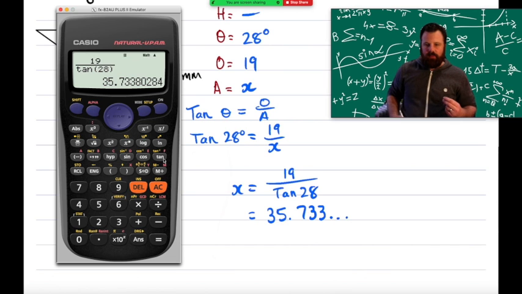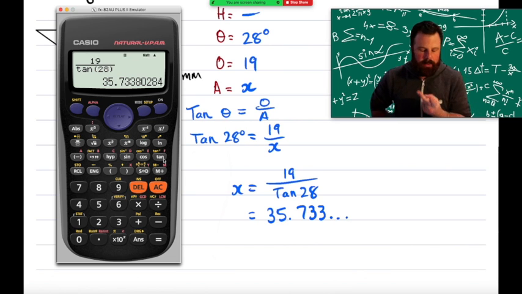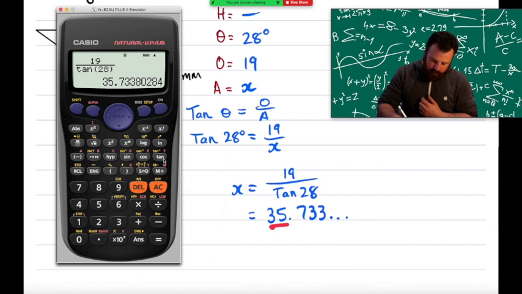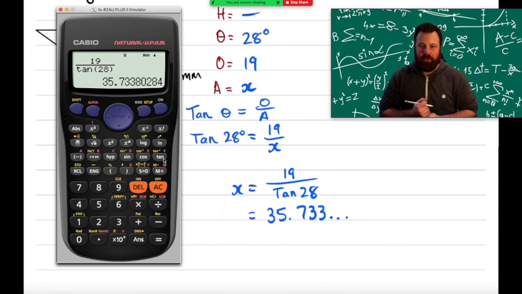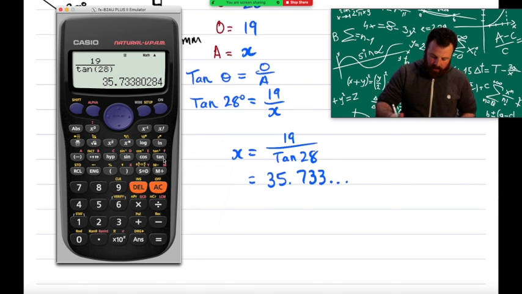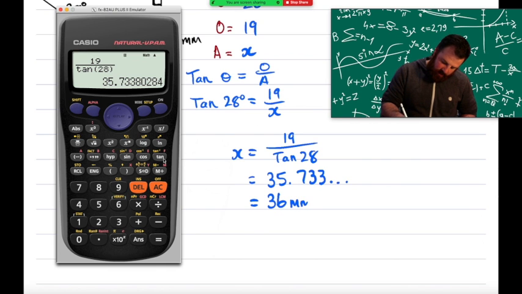So two significant figures are the first two important numbers that don't start with 0. Well, our first two important numbers are the 3 and the 5. What impact does the 7 have? Well, that first 7 there makes 35 round up to 36. So our answer here is 36 millimeters.